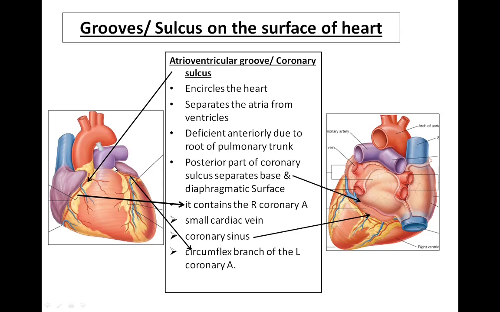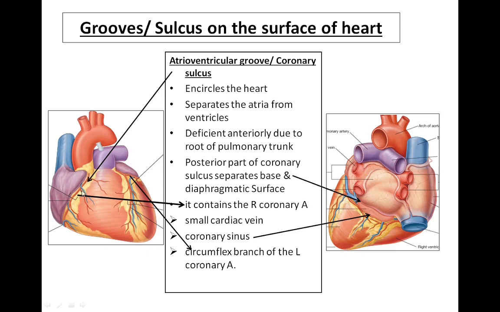Can you get it? So it's just like a neck, but it is obliquely placed, not horizontally. It reaches the inferior border, then it goes to the back side or posterior aspect, where it separates the posterior surface or base of the heart from the inferior surface. So this posterior part of the coronary sulcus is separating the base from the inferior surface. Clear?